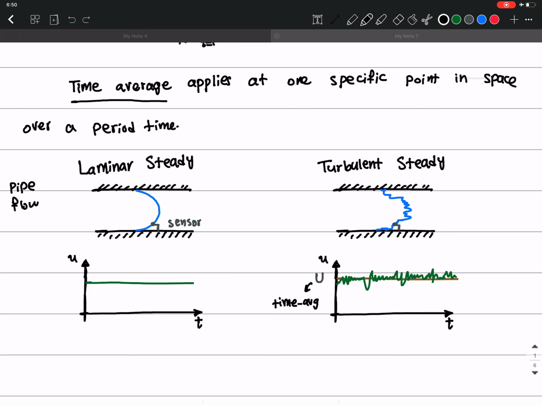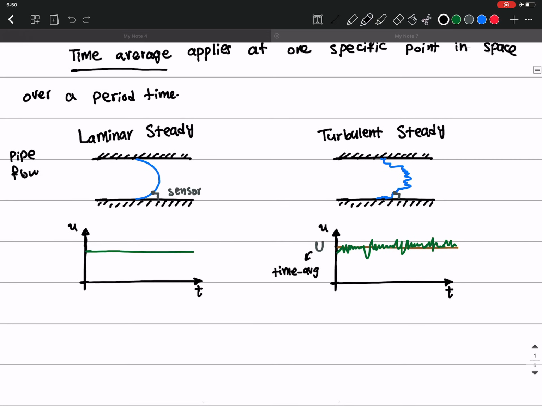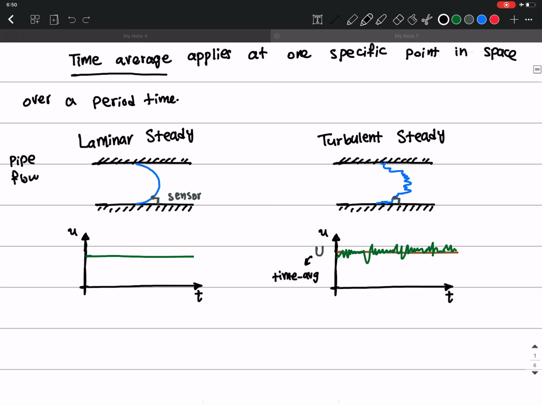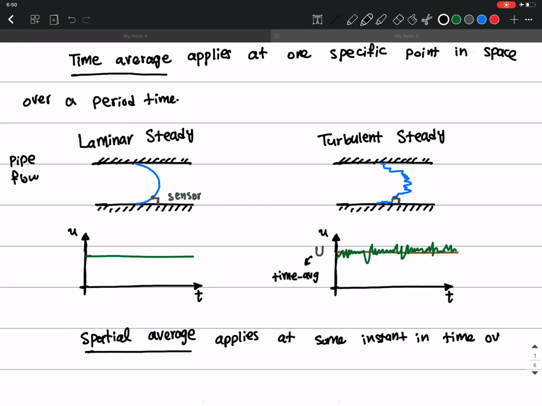We can have also spatial averaging. So this was temporal averaging. We can also define spatial averaging. So spatial average applies at some instant in time over a spatial domain.